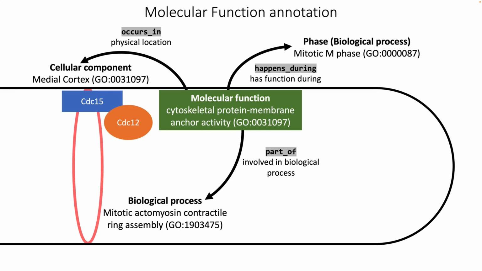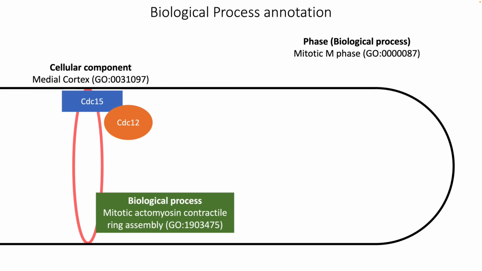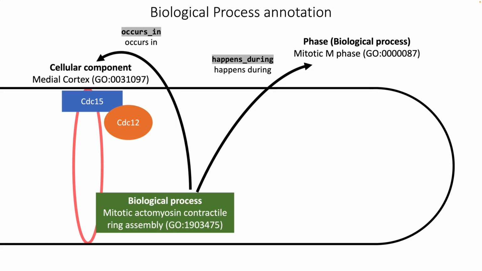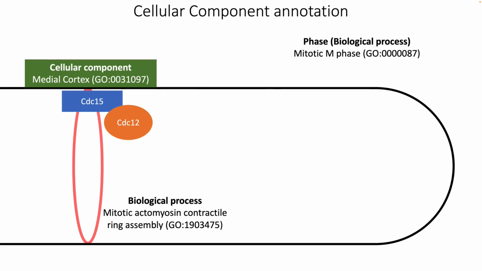Certain molecular functions have special extensions. In this case, we can say that the molecular function cytoskeletal protein membrane anchor activity of CDC15 anchors CDC12. In the same way, we can make a biological process annotation. We can indicate that this biological process happens during mitotic M phase and that it occurs in the medial cortex. Finally, for a cellular component annotation, we can indicate that the gene product is observed in this location during mitotic M phase.